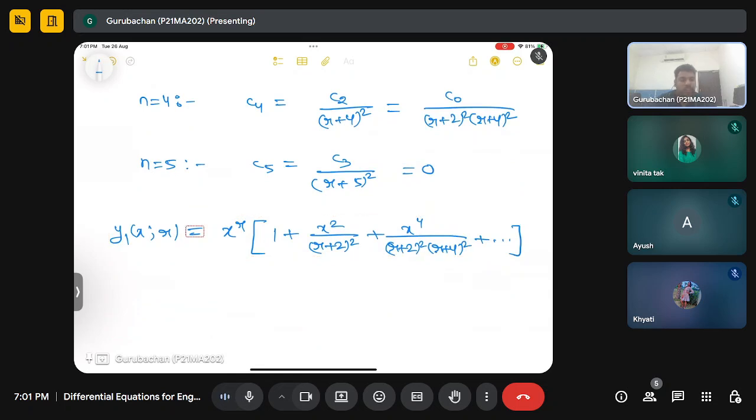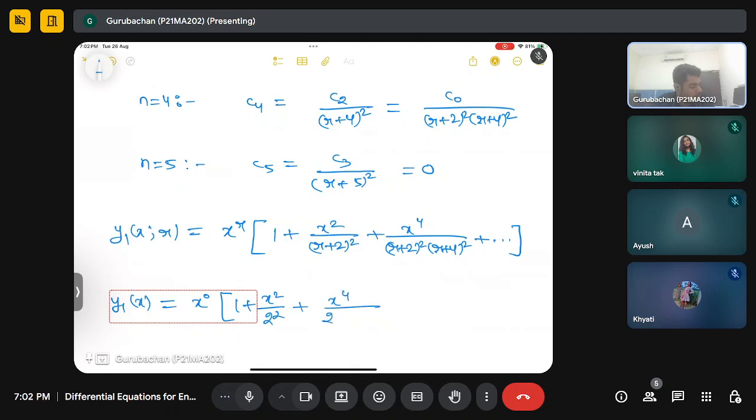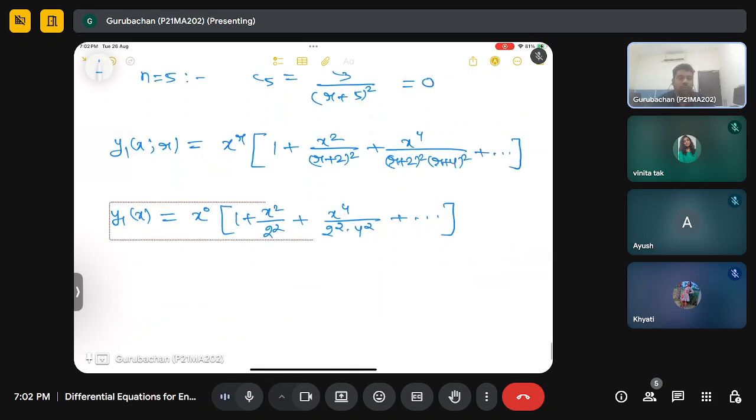This is your first solution if you put r equal to 0. So the first solution y1(x), when you put r equal to 0, will be x to the power 0 times 1 plus x square divided by 2 square, plus x to the power 4 divided by 2 square into 4 square, and this will continue. How to find out the other linearly independent solution?